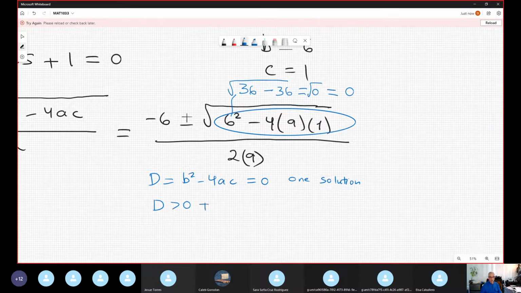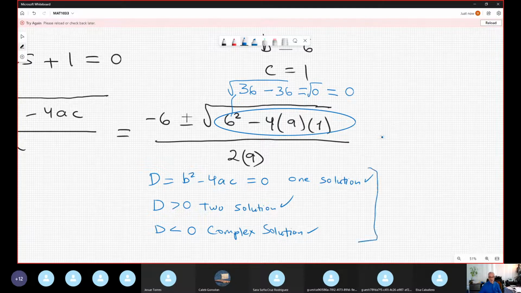Two solutions. When the D is negative, complex solution. We need to be aware of that situation. Three possibilities. The most frequent is two real solutions. And sometimes, yes, you study one solution.